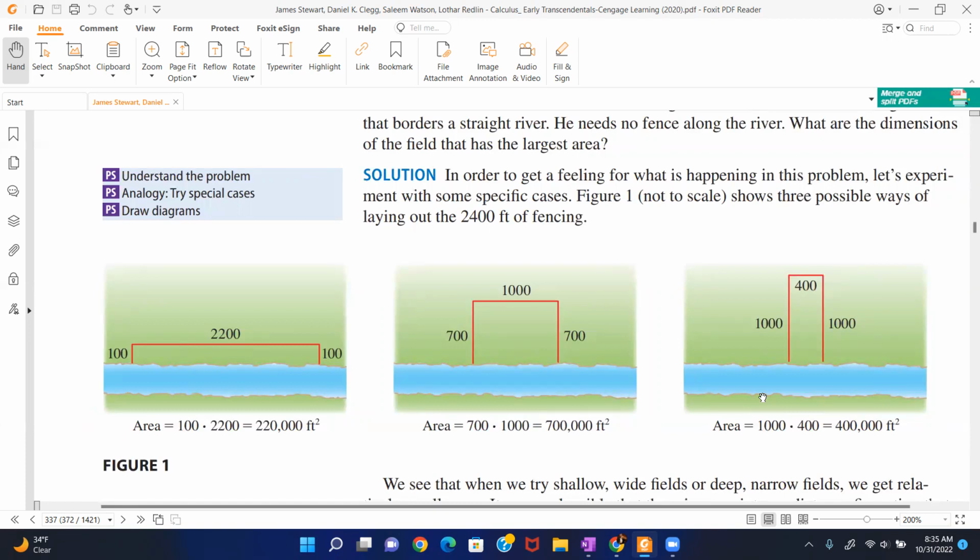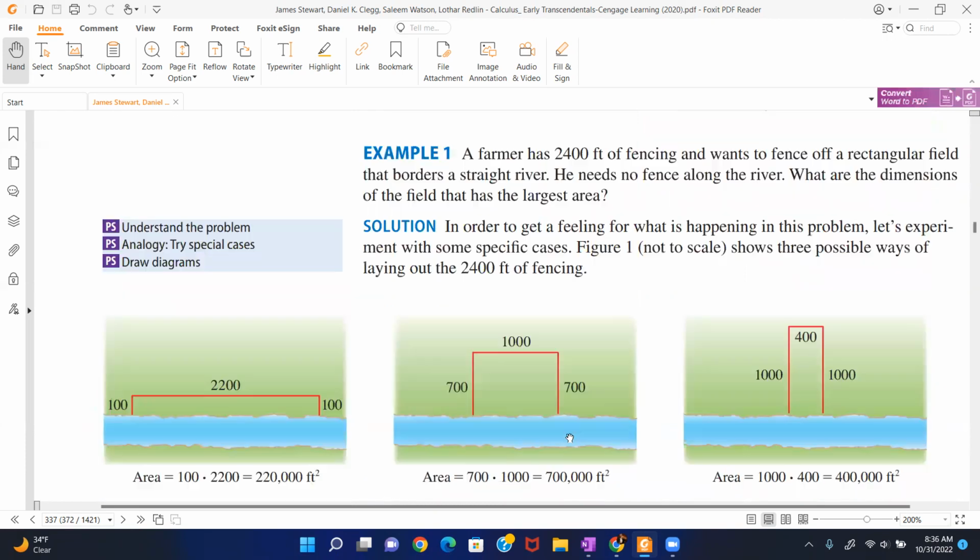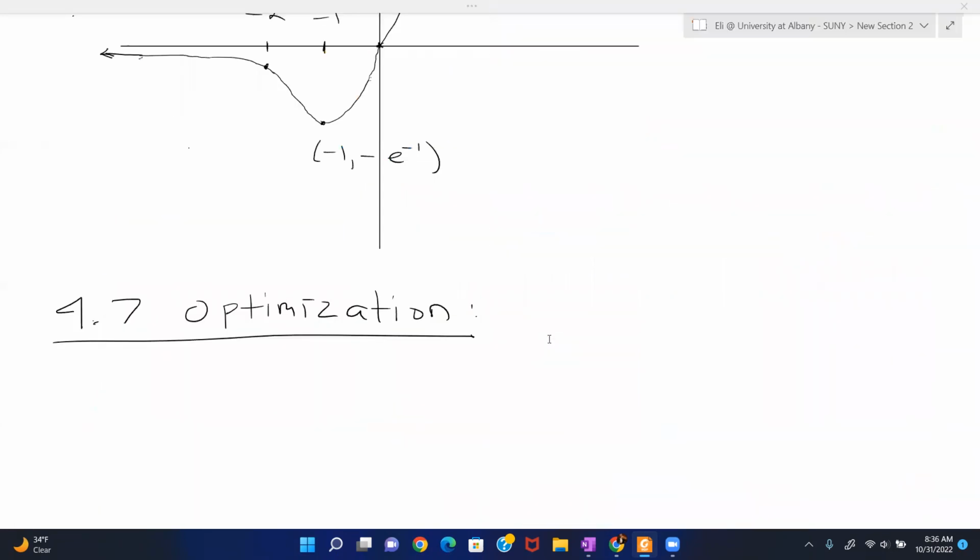So there are going to be certain configurations that are least optimal. And it turns out that you can use calculus to figure out the optimal layout. And of course, optimal depends upon what you want. In this case, we want to optimize the area. We want to maximize it. And so that's what we did last time. So let's look at another example.